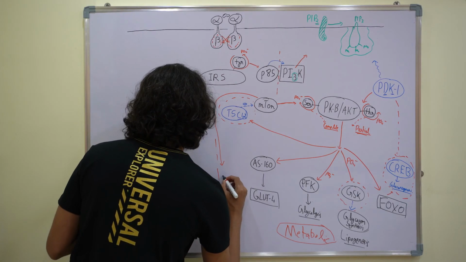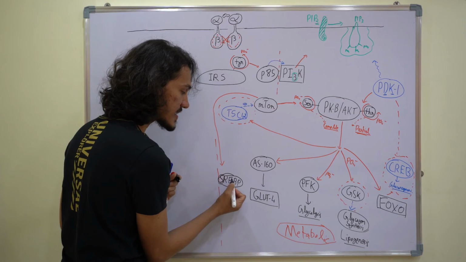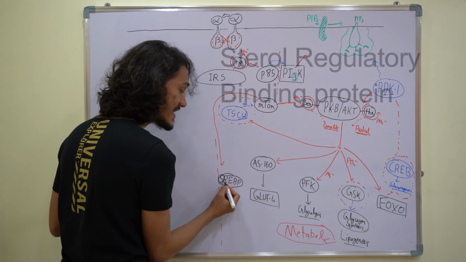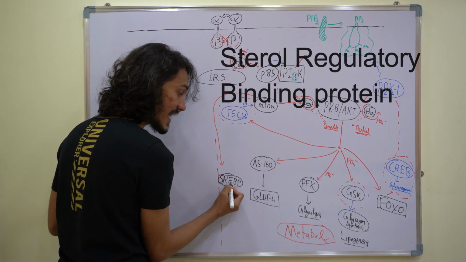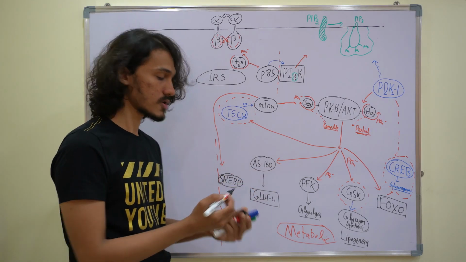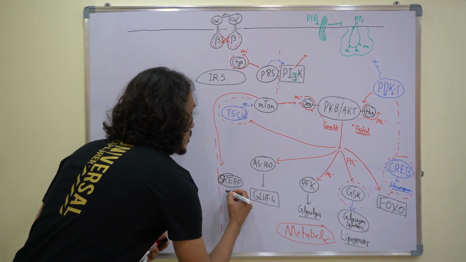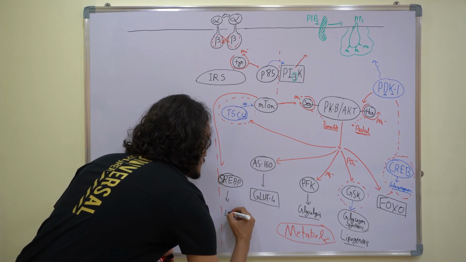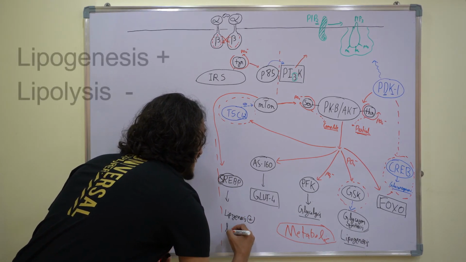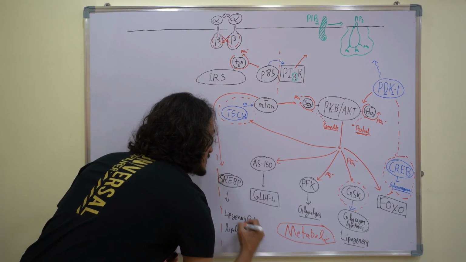SREBP. The S stands for sterol, and this is the sterol regulatory element binding protein. So because it is sterol, it is going to result in your lipogenesis. So your lipogenesis is stimulated and lipolysis is inhibited.